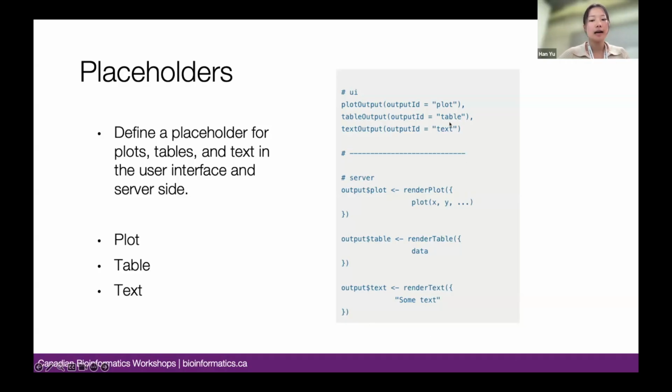So on the server side, we will use functions like renderPlot, renderTable, and renderText to actually generate and update the content dynamically. These functions process the data and send the results to their corresponding placeholders in the UI. So this setup makes Shiny highly interactive because the outputs can be updated whenever the user changes an input. So it's easier to explore and analyze the data in real time.